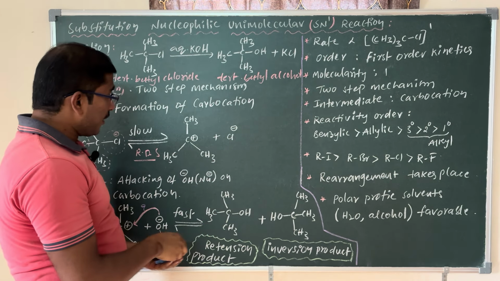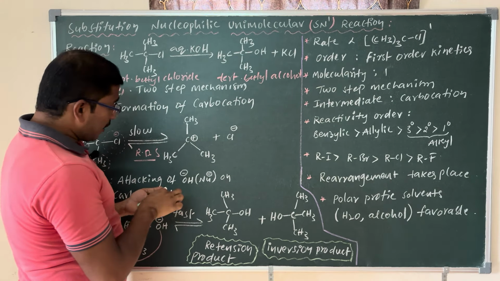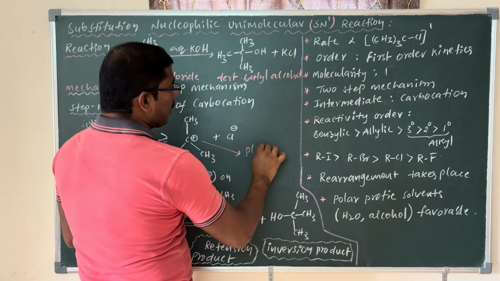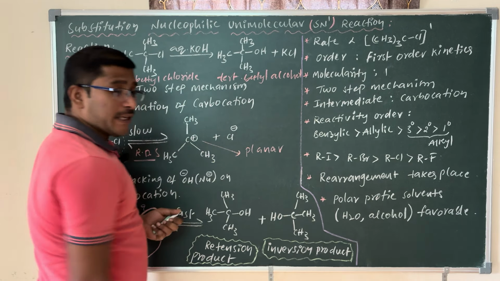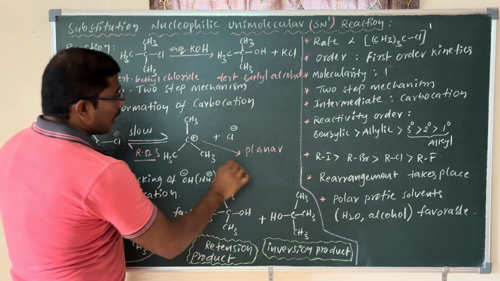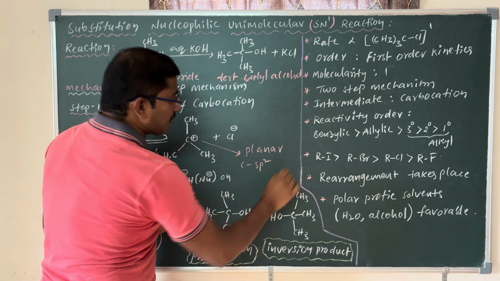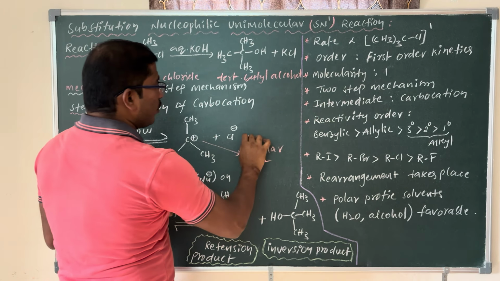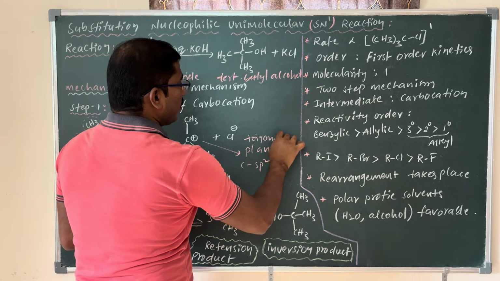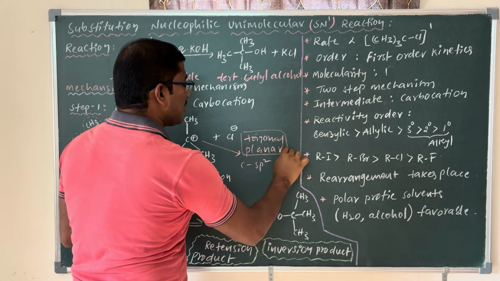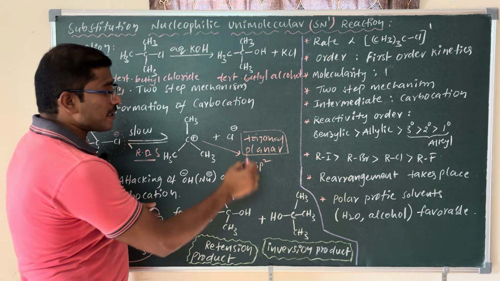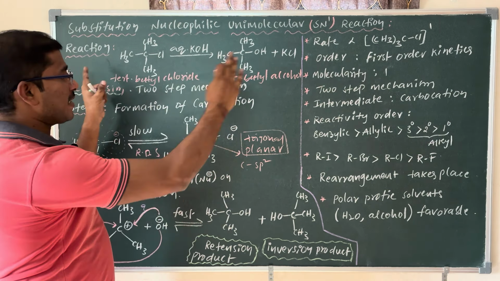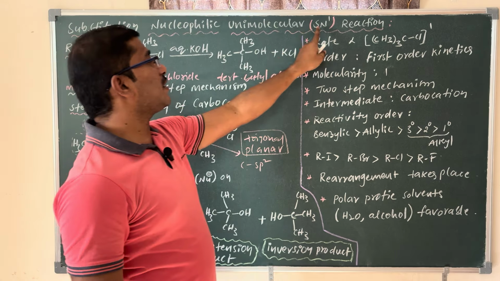See, in this case, what is the carbocation we are getting, students? This carbocation is planar. Here the carbon is present in sp2 hybridization. It is trigonal planar, a planar molecule. The structure is trigonal planar. The carbon is present in sp2 hybridization. Okay, like that. And this is the maximum information regarding the SN1 mechanism.